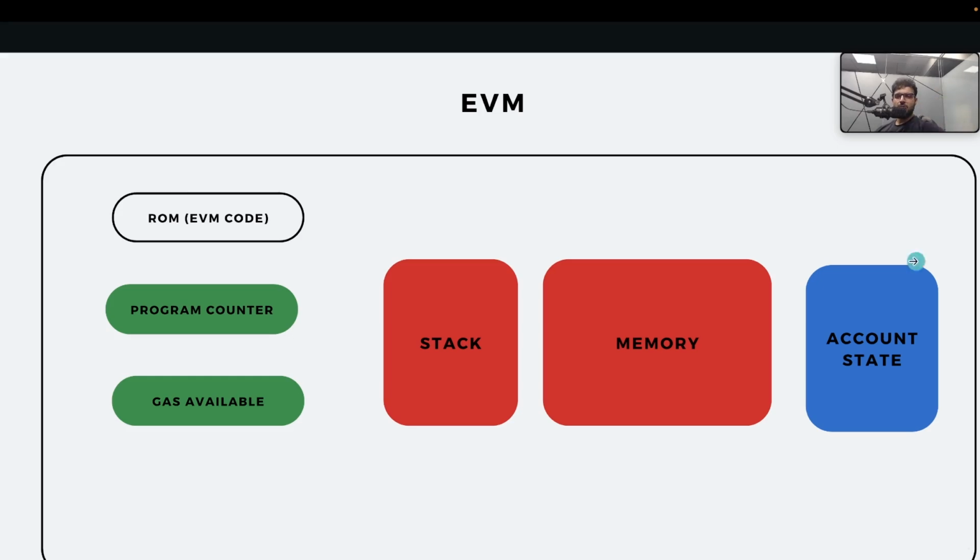They have this concept, or this variable called stack. They have this variable called memory. Account state is not the world state. World state is something else. They have something called the account state, जहाँ पे कुछ store होता है. Gas available is a field that they have whenever a smart contract is called.